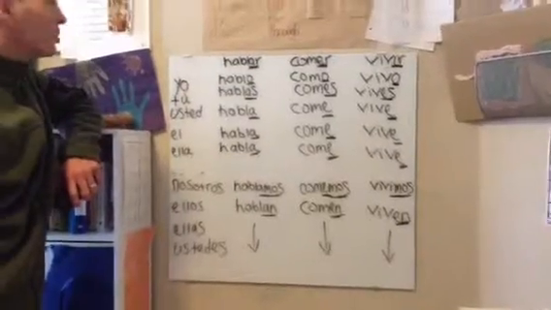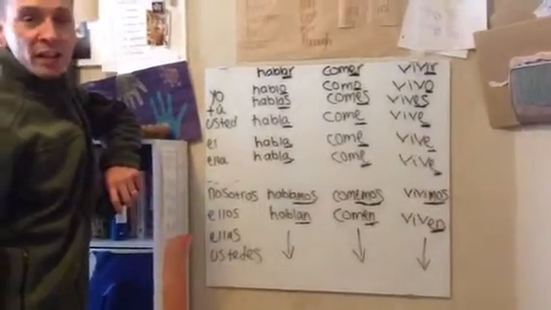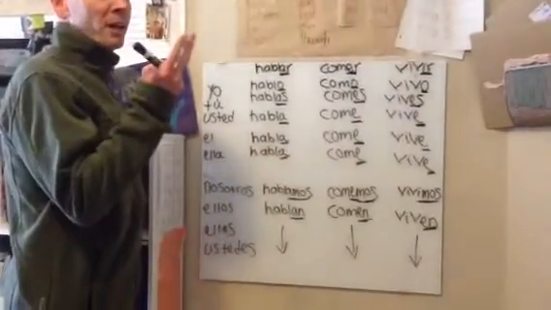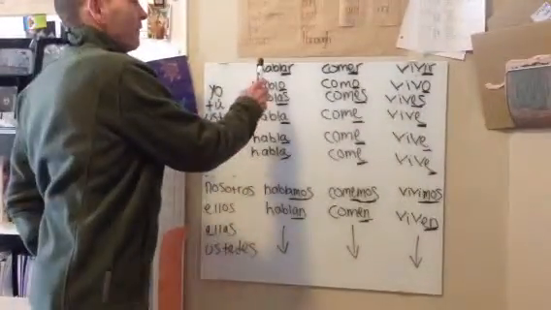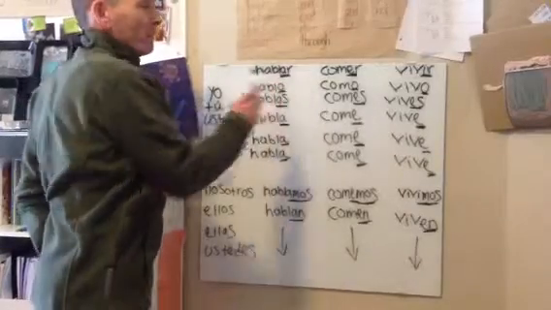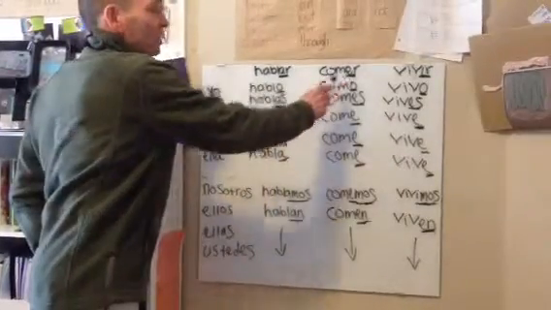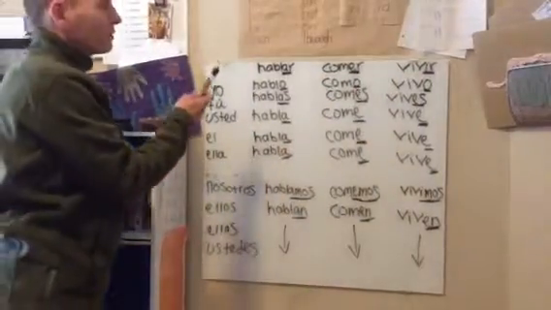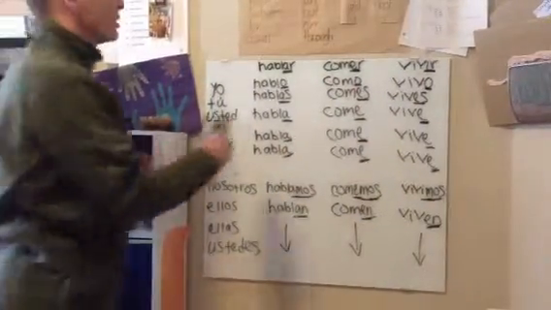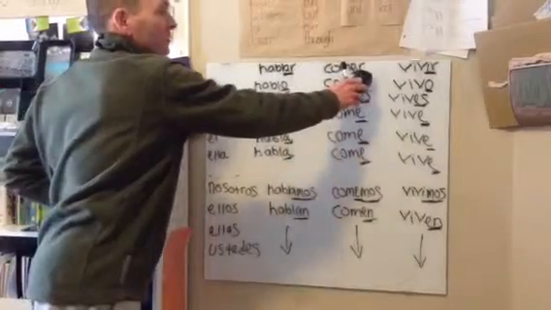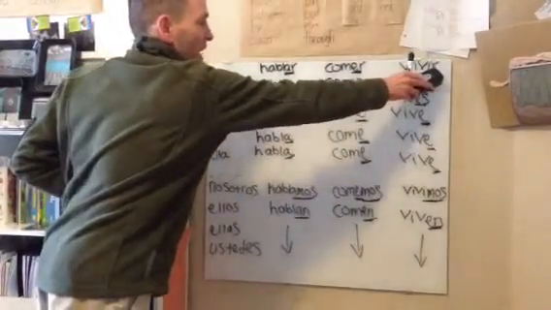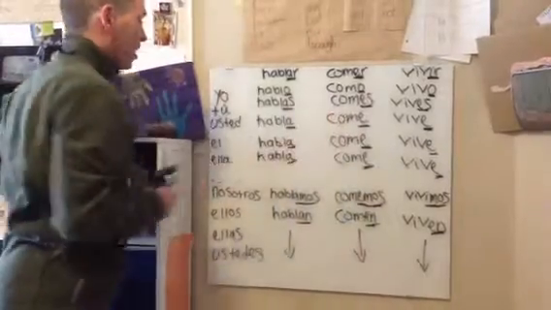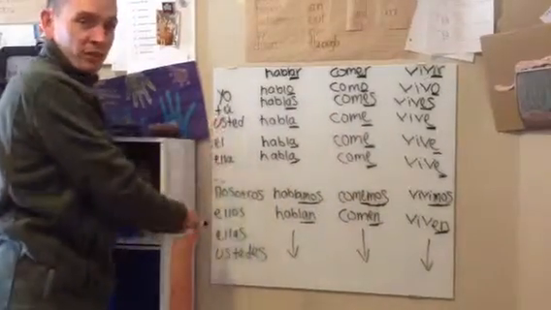Okay, so today we're going to be talking about regular tense verbs. The three main types that we're going to be looking at are verbs that end in AR, verbs that end in ER, and verbs that end in IR. For each of these verbs, we're going to take off the AR, the ER, and the IR, and then we're going to add different endings according to the subject pronouns.